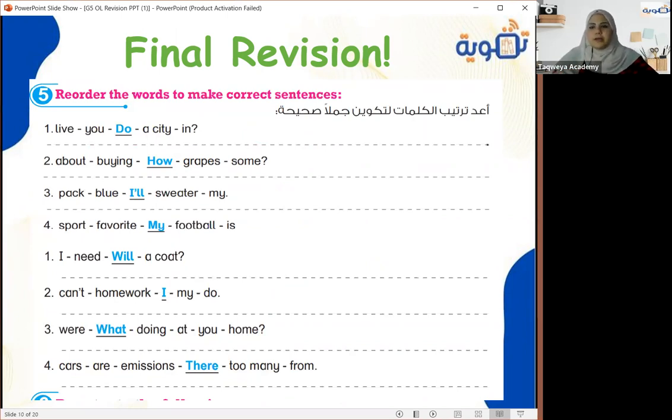Again, we are doing the reorder question. Number one, it's not a sentence. It is a question. So I would start with do. Then you need a subject. Do Ahmed, do he, do we, do they. Yeah, do you. And then you need the main verb. What is the main verb here? Live. Excellent. So do you live in a city?